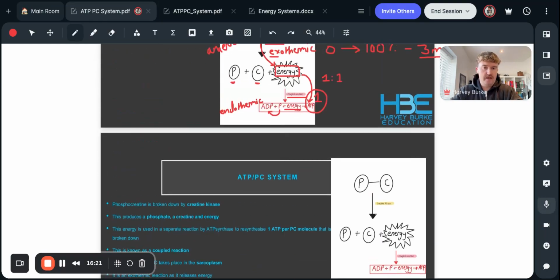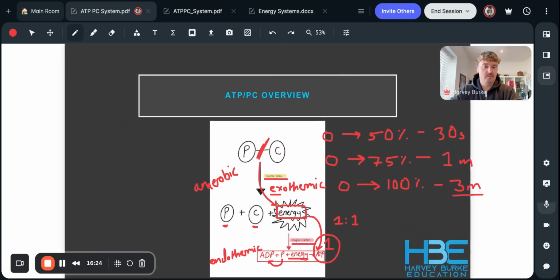So that is all the content for the ATP-PC system. I'd say it's the nicest of the three energy systems because there's the least amount going on. There's only the one reaction that you have to outline.